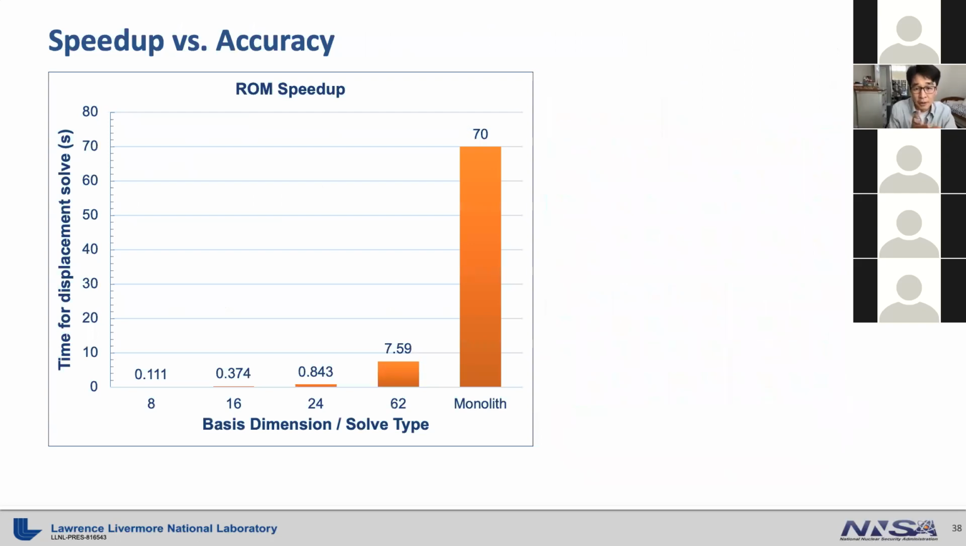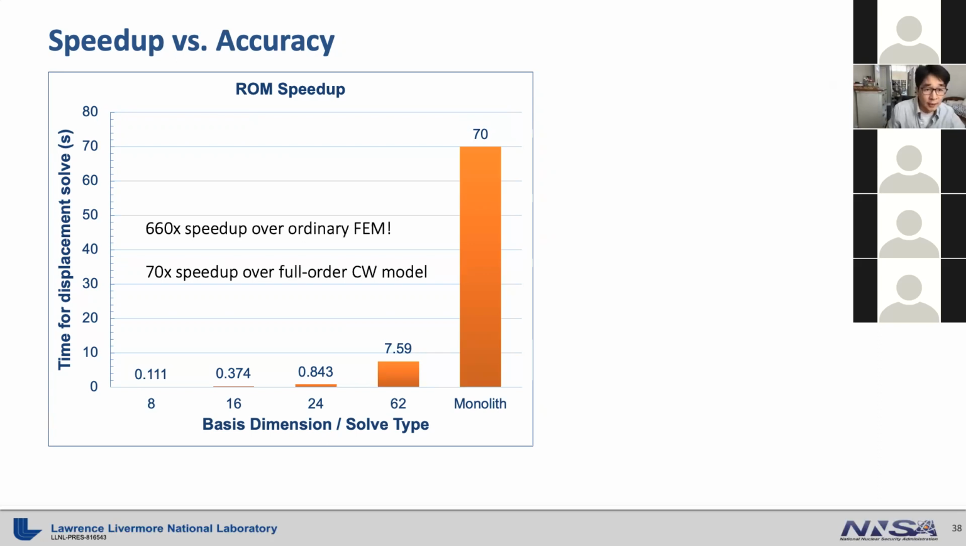Okay, here is the computational cost comparison. We have increased the port dimension from 8 to 62. The total degrees of freedom in the port was 62, so if we set the port dimension to be 62, then it's the same as the full order model. So we compared our CW-ROM with the monolithic finite elements, and as we increase the ports, the expense increases, right?